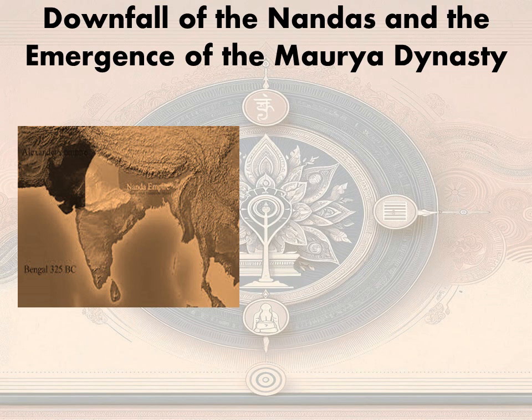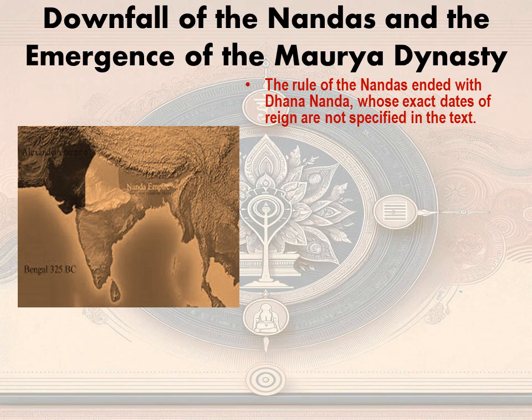Now, downfall of the Nandas and the emergence of the Mauryan dynasty. The rule of Nandas ended with Dhanananda, whose exact dates of reign are not specified in the text. But from the Greek documentaries, we come to know that when Alexander came to invade the Indian subcontinent, Dhanananda was the ruler.